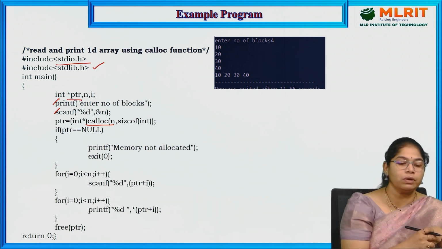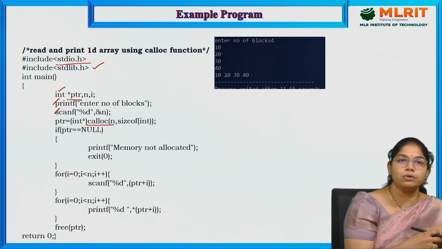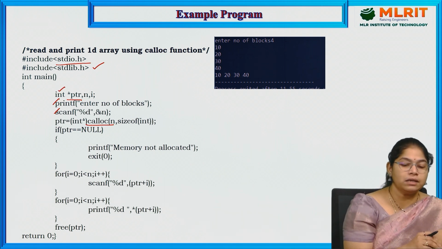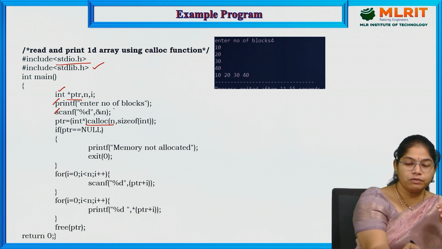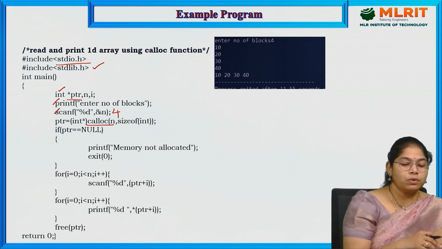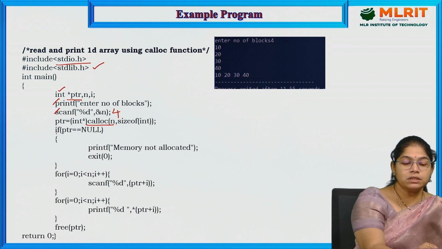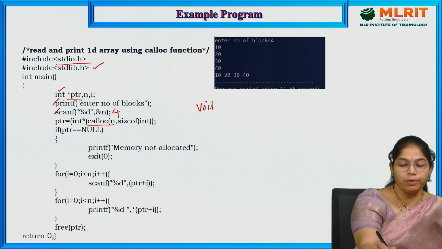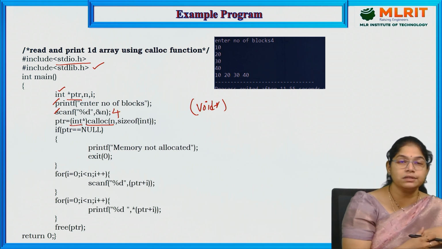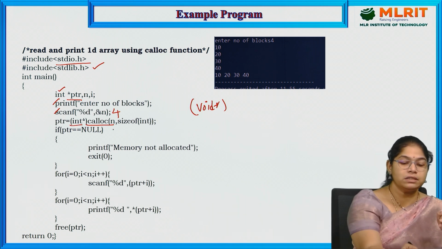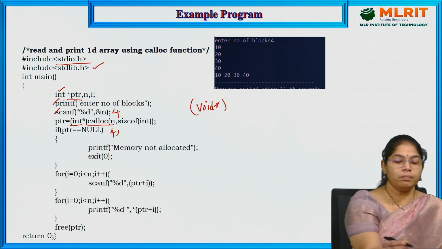Here I am storing integer type values, so an int pointer. n is the number of blocks, then i. So the number of blocks is 4 suppose. On successful allocation, calloc returns a void pointer. But I want to store integer values, so I have typecasted that into int star calloc. Here n is 4, comma, sizeof int.